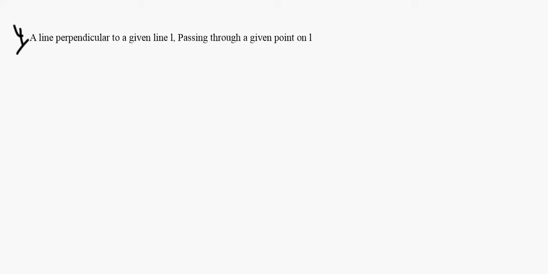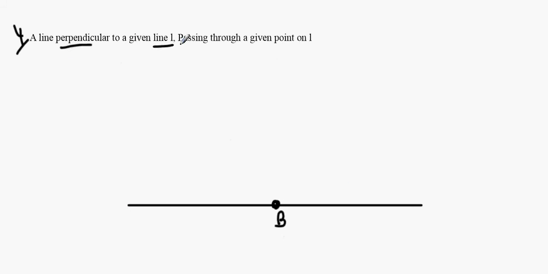So what we're going to do is have a line, the line L, and on L we're going to have a point. This point can be any point you want. We'll call it point B for the sake of it, okay? Now, a line perpendicular to L passing through the point on L. So we have to make sure that we get a perpendicular line that goes through this point B, perpendicular to the given line L, and the point is B, it's on L.